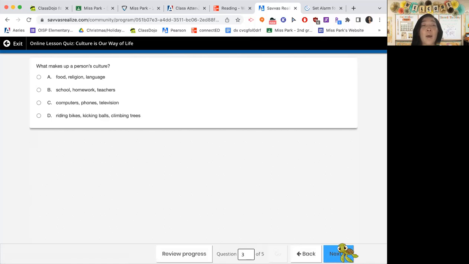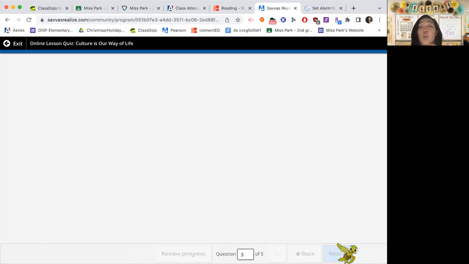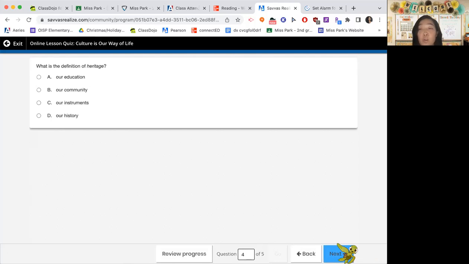Number 3, what makes up a person's culture? Okay, choose the best answer. Food, religion, language, school, homework, teachers, computers, phones, televisions, riding bikes, kicking balls, and climbing trees. Which one is mostly about culture? Food, religion, language. Religion and language are all a part of your culture. You eat special foods in your culture, like maybe you eat tamales in your culture. Maybe you eat tteokguk in your culture. Maybe you eat sushi in your culture.